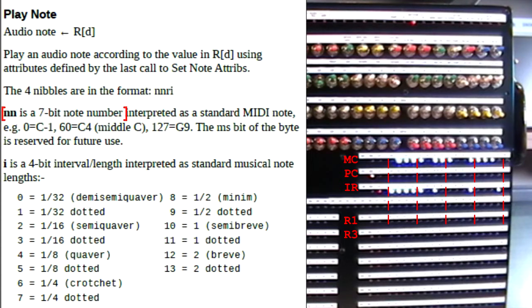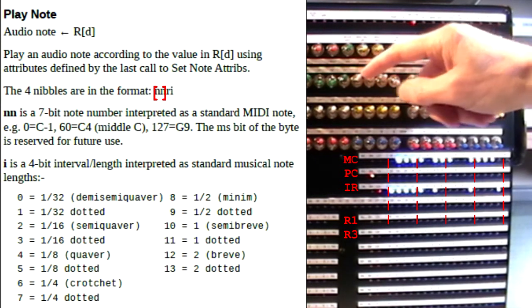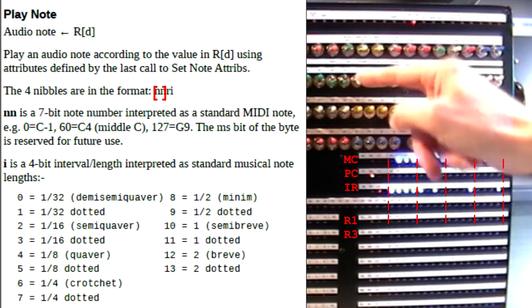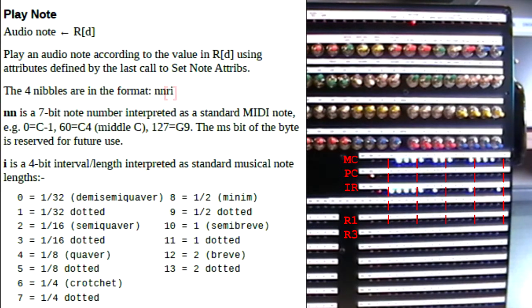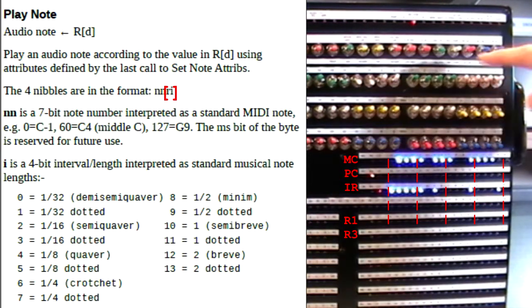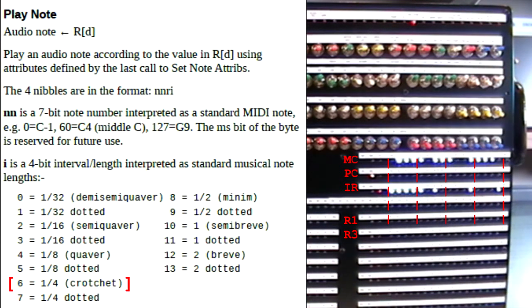I'll use this note, although I've not verified if it really is middle C yet. The 60 is hex 3C, and this goes on the upper 8 bits. So I'll put that on the load switches. The note length goes onto the lower 4 bits, which gives 16 possible lengths, and 6 is a quarter note, or crotchet in old money.